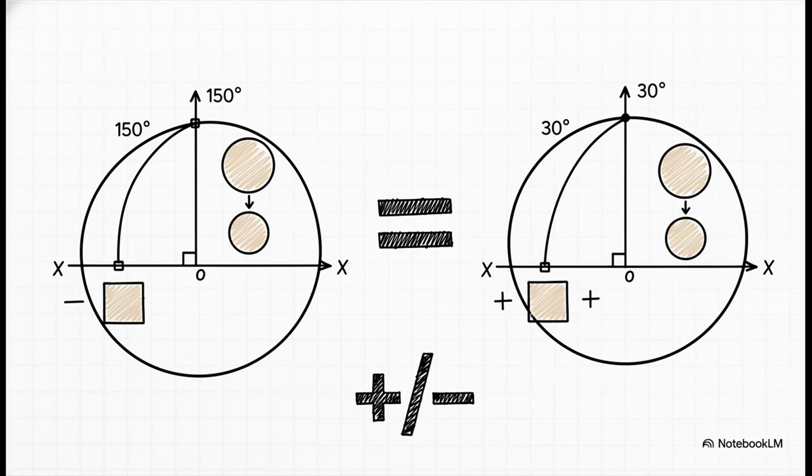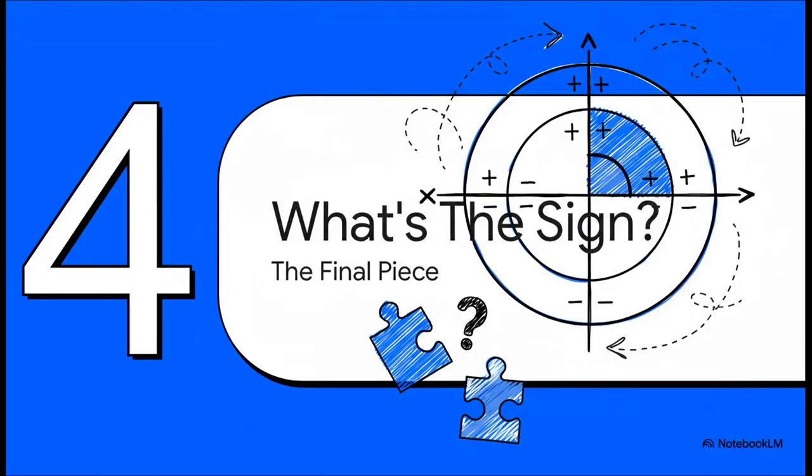And here's the punchline. The actual value of the sine or cosine for, say, 150 degrees is exactly the same as it is for its little 30-degree reference angle. The numbers themselves don't change at all. The only thing we have to figure out now is whether the answer is positive or negative. Which brings us perfectly to the final piece of our puzzle.